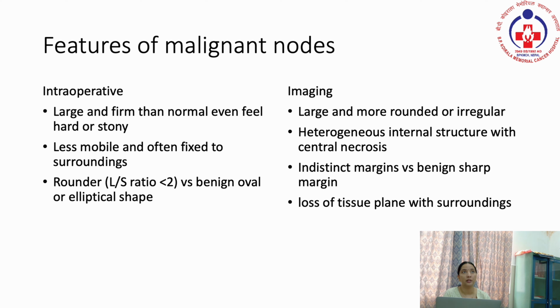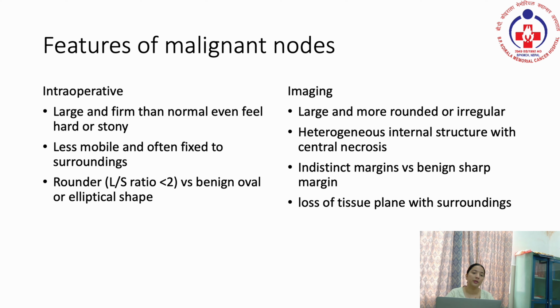And in imaging, either ultrasonography or CT scan, malignant lymph nodes are seen as larger and more rounded or irregular in shape. There is presence of heterogeneous internal structure, usually with central necrosis. As compared to the benign sharp margin, the margins are indistinct, and also in some cases we can see the loss of tissue plane around the lymph nodes.